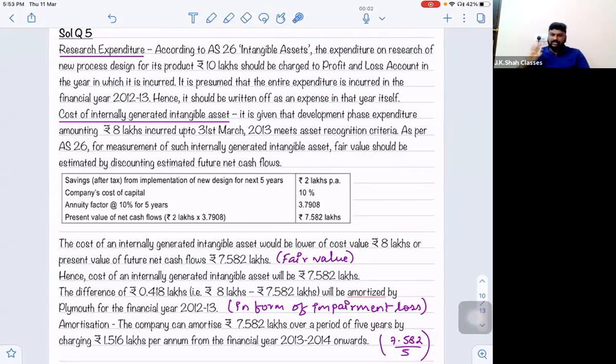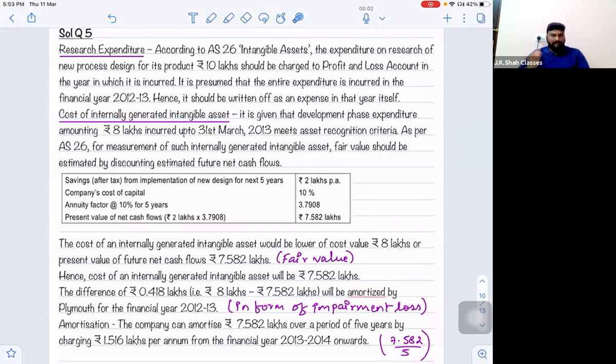So research cost, nothing to be worried about. Directly, you can answer that it has to be written off in the P&L account. But now starts cost of internally generated asset, that is with respect to development phase. Now what they say, it is given that development phase expenditure amounting to rupees 8 lakh was incurred up to 31st March 2013, which meets the asset recognition criteria. So as per AS26, for measurement of such internally generated intangible asset, fair value should be estimated by discounting the estimated future net cash flows.